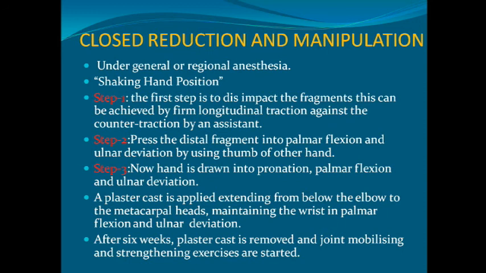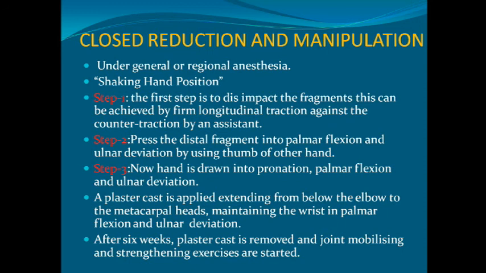Now the hand is drawn in pronation. We keep the hand in pronation and we apply the cast like this. So these are three steps. First you disimpact the fragment by giving it longitudinal traction. Then you press the fragment, do palmar flexion, ulnar deviation, then you keep it in pronation. Plaster cast is applied extending from below the elbow up to the metacarpal heads, or you can say up to the distal palmar crease.